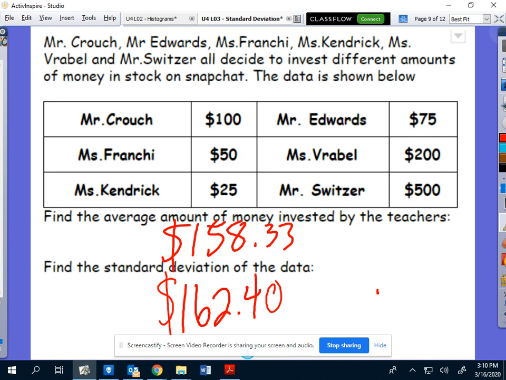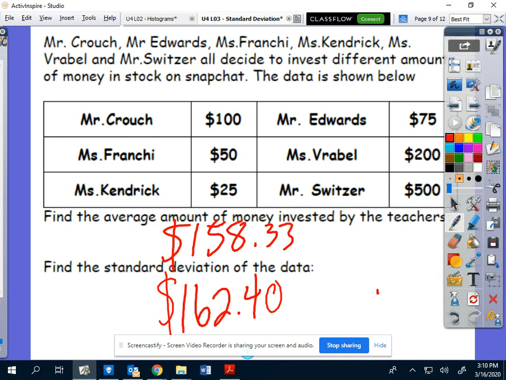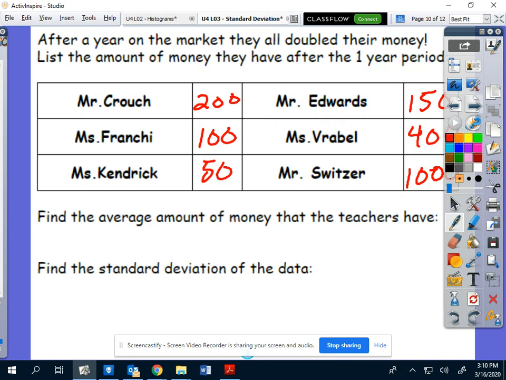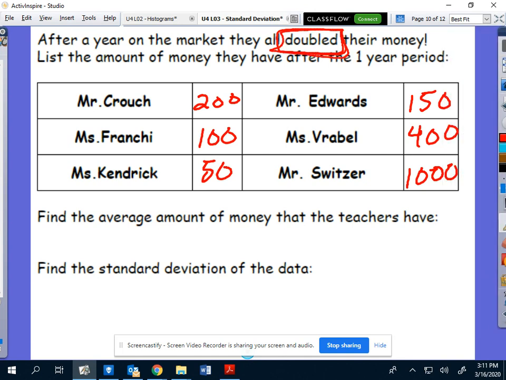But if we take our money and, instead of adding the same amount every time, we invested in the stock market, and so our money has doubled, right? We're saying now that our money is doubling in value. So my $100 went up to $200. Miss Frankie's $50 went up to 100. Jumping to Mr. Switzer, Mr. Switzer's 500 is now 1,000.